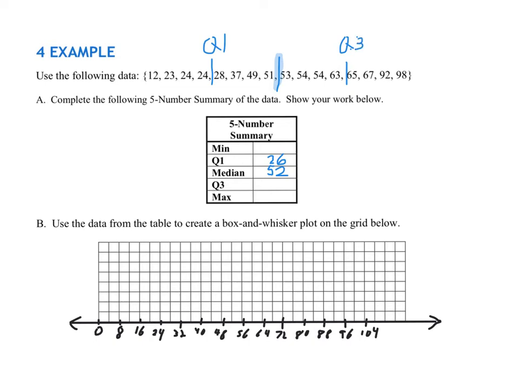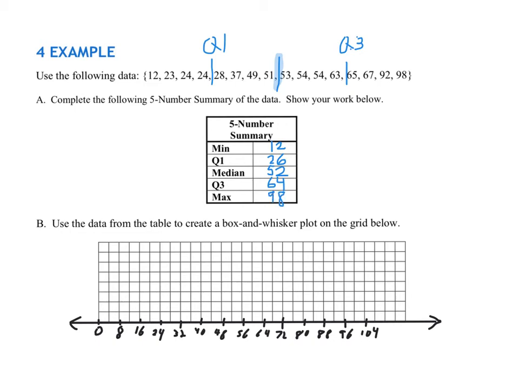And just like a median, since there's no number right in the middle, I'm going to average those together to get 64. The min and the max is literally just the minimum number and the maximum number. So min being 12, max being 98.